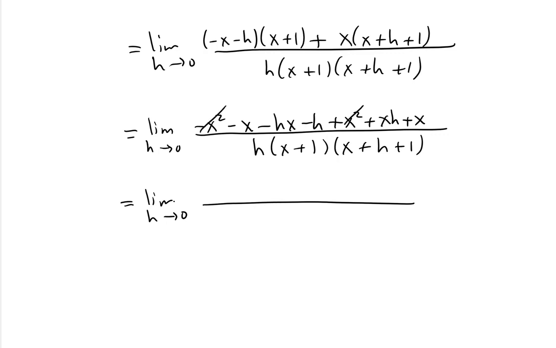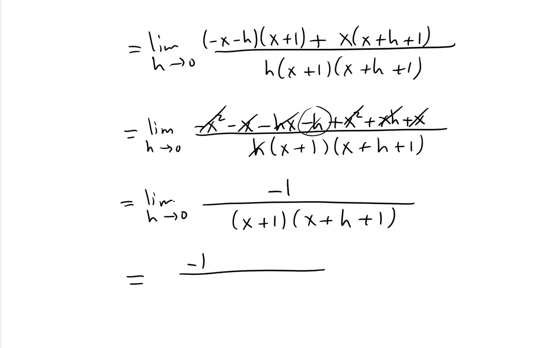Negative x squared cancel. Negative x cancel. Xh cancel. So now the only thing left is h, which simplifies with this. There's a negative 1 left over x plus 1, x plus h plus 1. Pass the limit as h goes to 0. So this is negative 1 over x plus 1 squared.